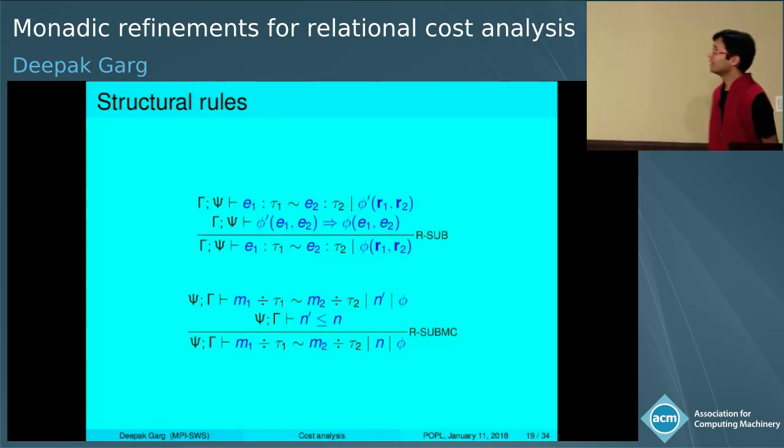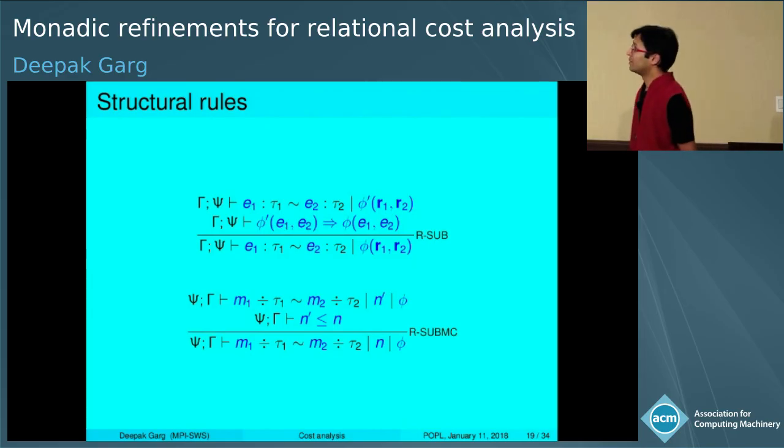Okay. There are also two structural rules in the system, which I want to mention here. The first structural rule essentially allows you to weaken the post condition of a relation of pure expressions. So if E1 and E2 are related at phi prime, and in HOL you can show that phi prime entails phi, then you can also weaken the post condition to phi. Okay, so this is usual weakening as you would expect. There is a weakening on the monadic side, and essentially the weakening allows you to weaken the cost. So if m1 and m2 have a relative cost that's upper bounded by n, that cost can also be upper bounded by a larger n.